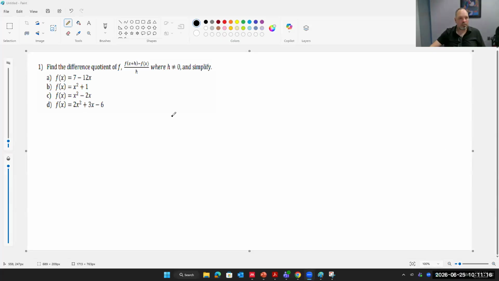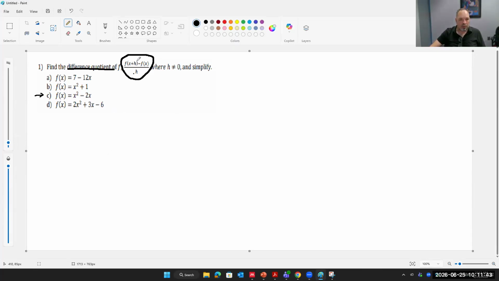All right, so this first problem requires us to find the difference quotient. And so you're going to follow this formula here. And we're given four problems. Let's pick one. Let's go ahead and try it with C.